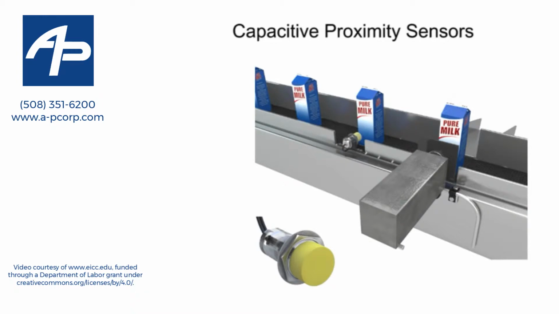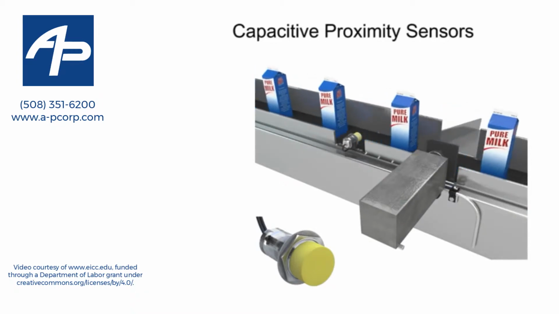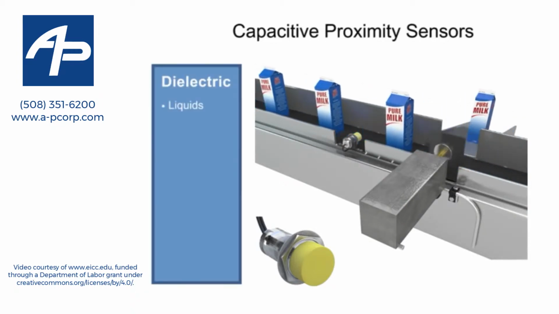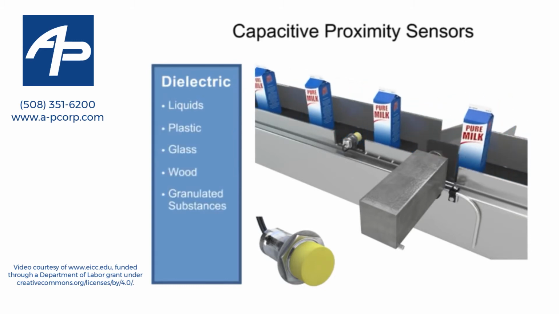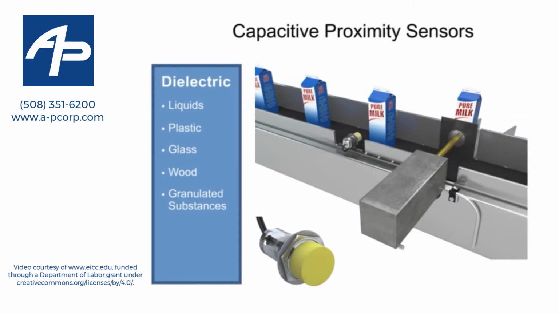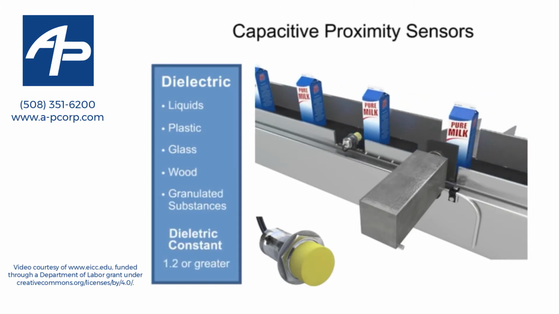Capacitive proximity sensors, on the other hand, can detect dielectric materials such as liquids, plastic, glass, wood, and granulated substances as long as it has a dielectric constant of 1.2 or more. Their range is from 3 millimeters to 15 millimeters depending on the dielectric material to be detected.